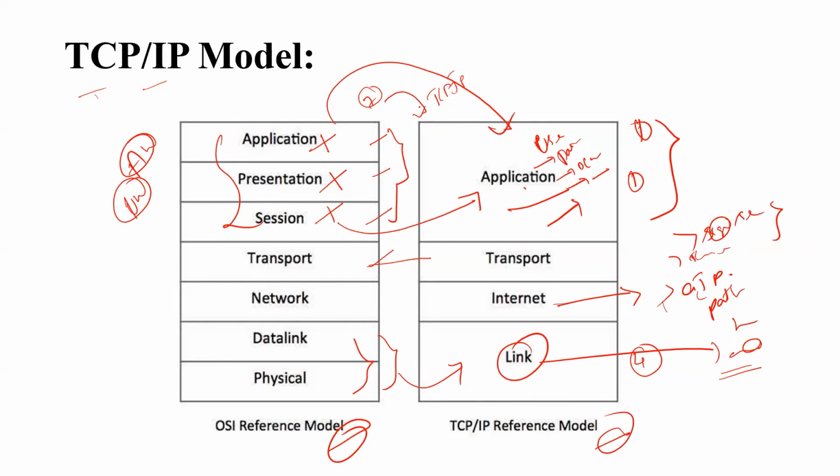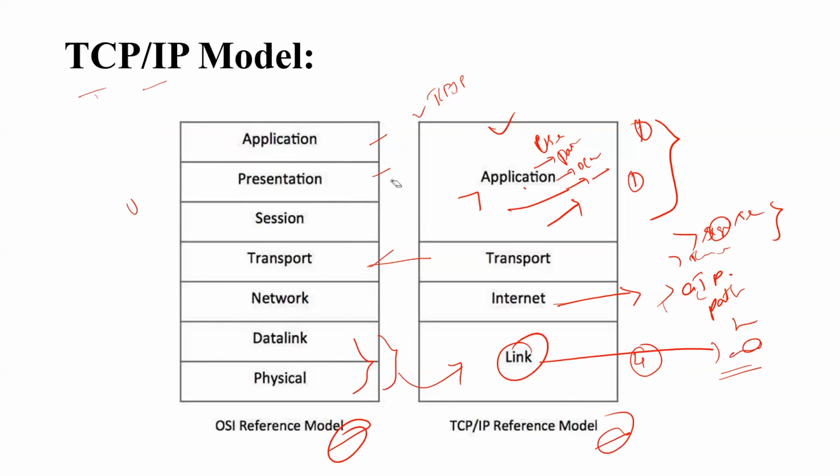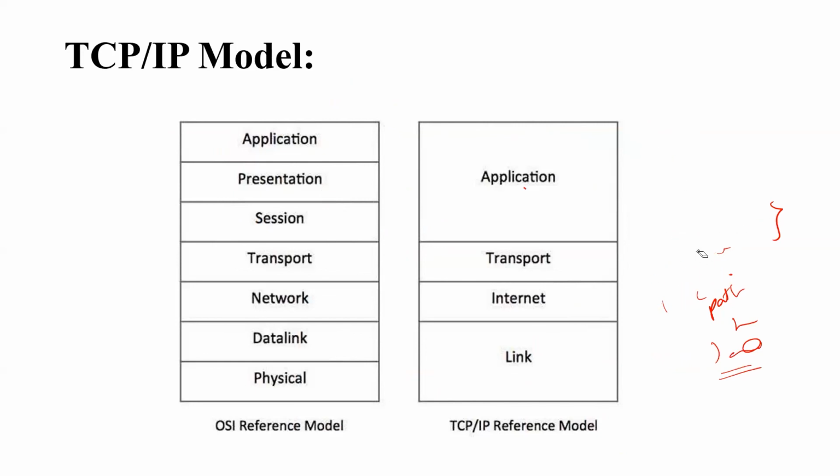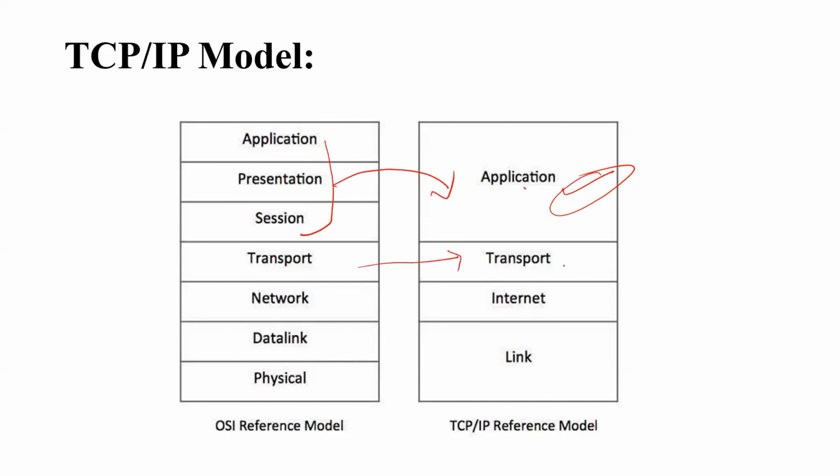So this is about the TCP/IP reference model. In brief, the functionalities of the TCP/IP model and the OSI reference model are the same. The OSI reference model has 7 layers, and the TCP/IP reference model has only 4 layers: the application layer, transport layer, internet layer, and link layer. If anyone asks you what the functionality of the application layer is, remember the functionalities of the application layer, presentation layer, and session layer in the OSI reference model; the same thing is replicated here. And the transport layer is the same in both.